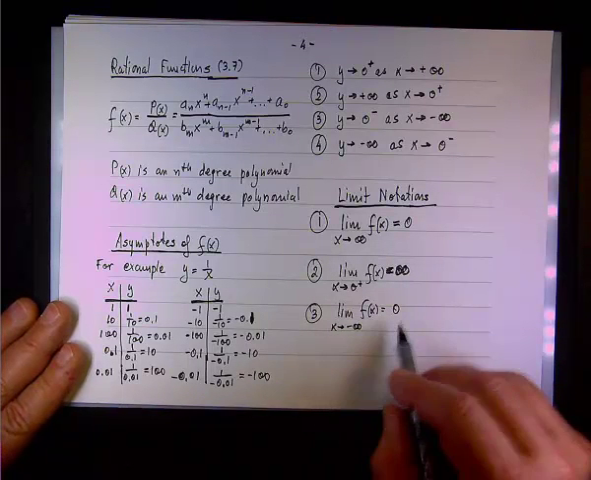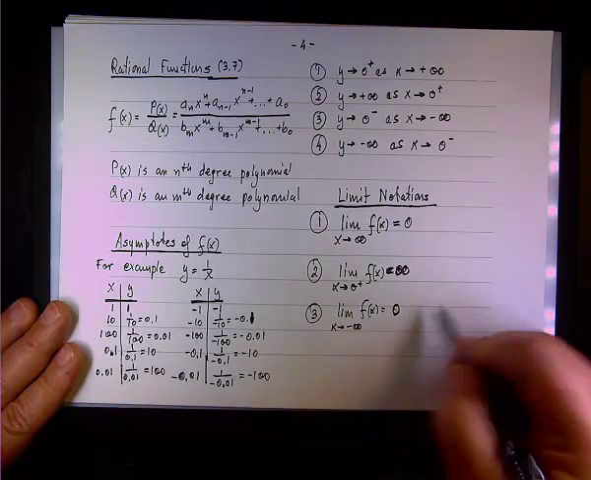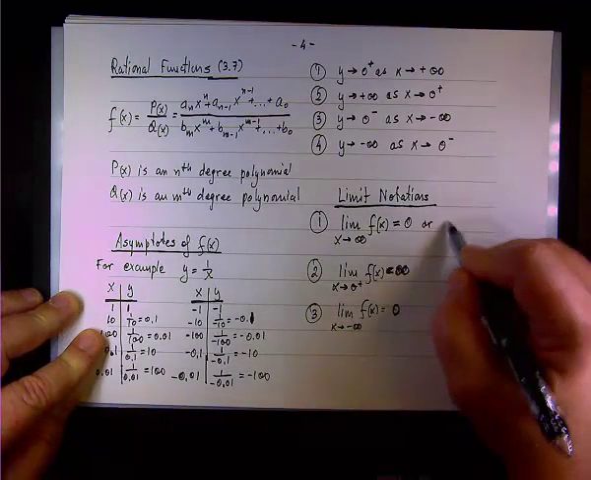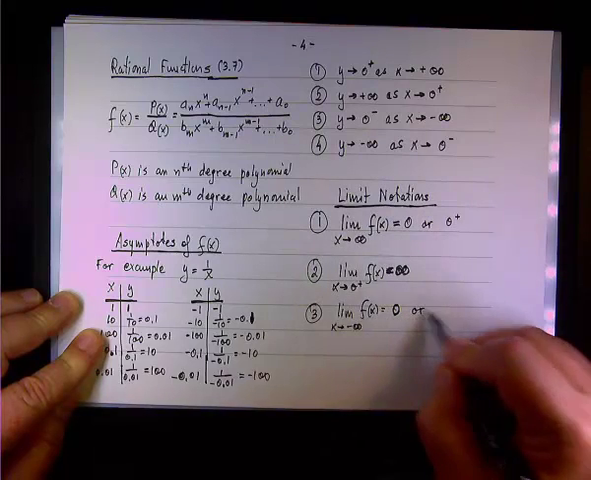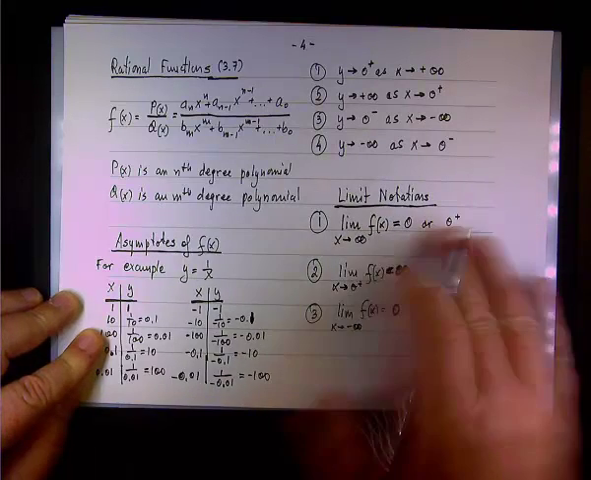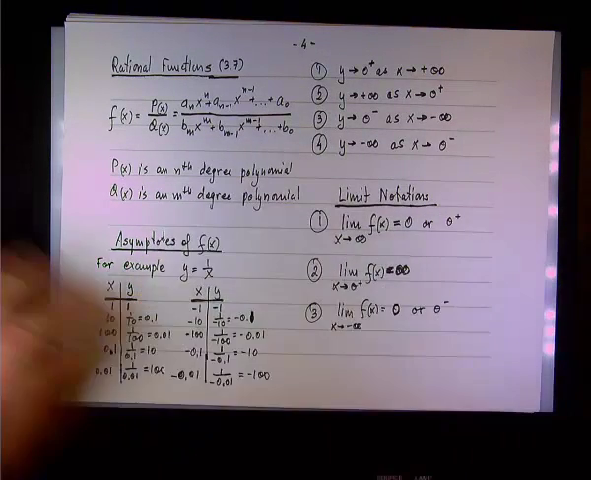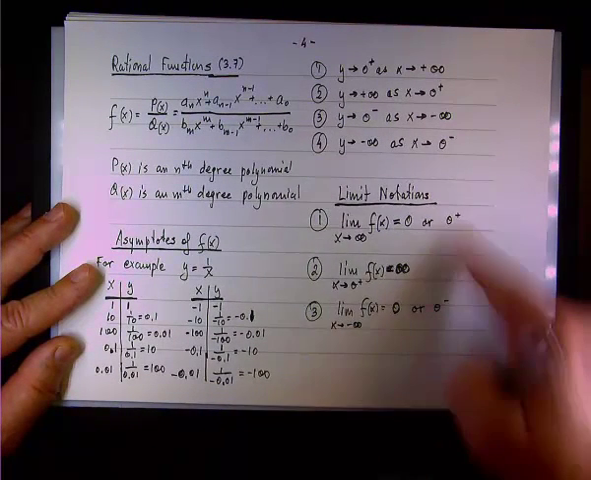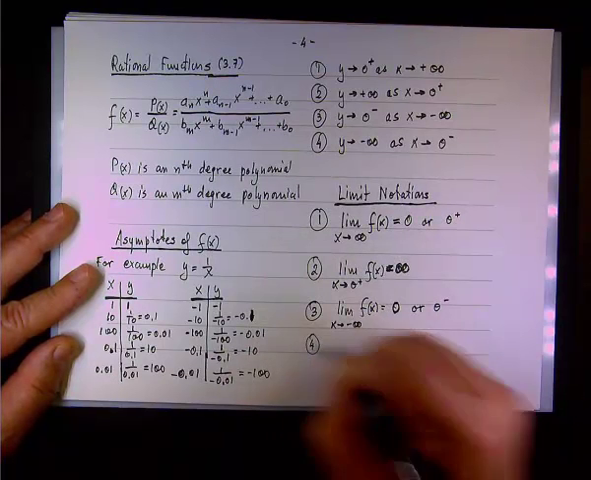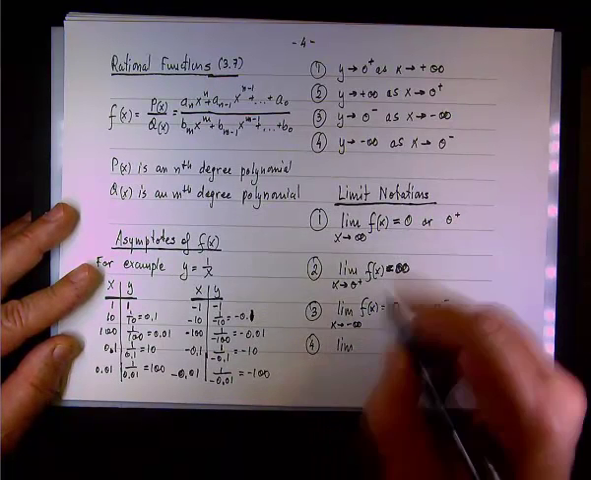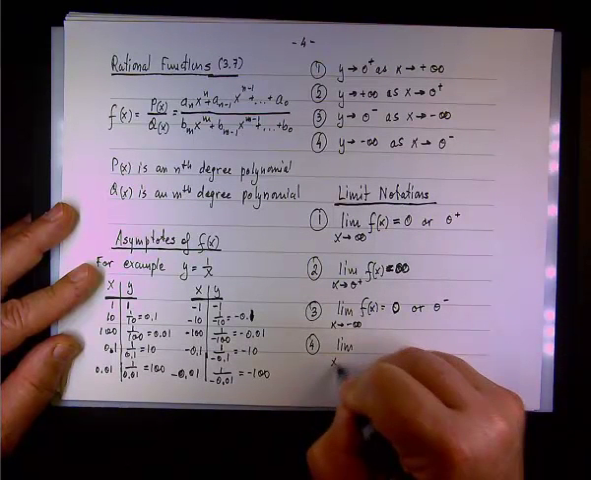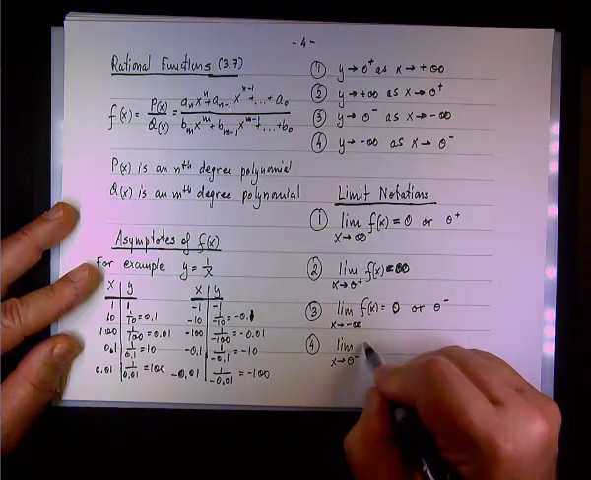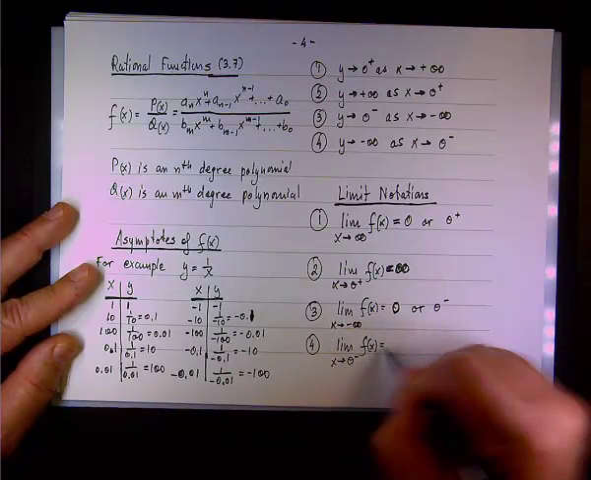The limit as x approaches -infinity, so the limit of f of x is 0. And we're going to stay with the 0 here. You can, let's put or here. Either notation is correct. This gives you a little bit more information.